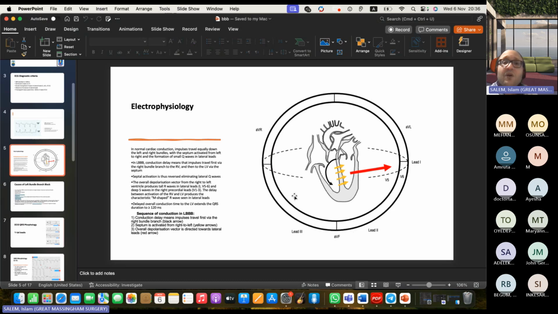So what is the explanation? Why is the normal progression of the R wave abolished in left bundle branch block? That is because of the difference in the conduction.